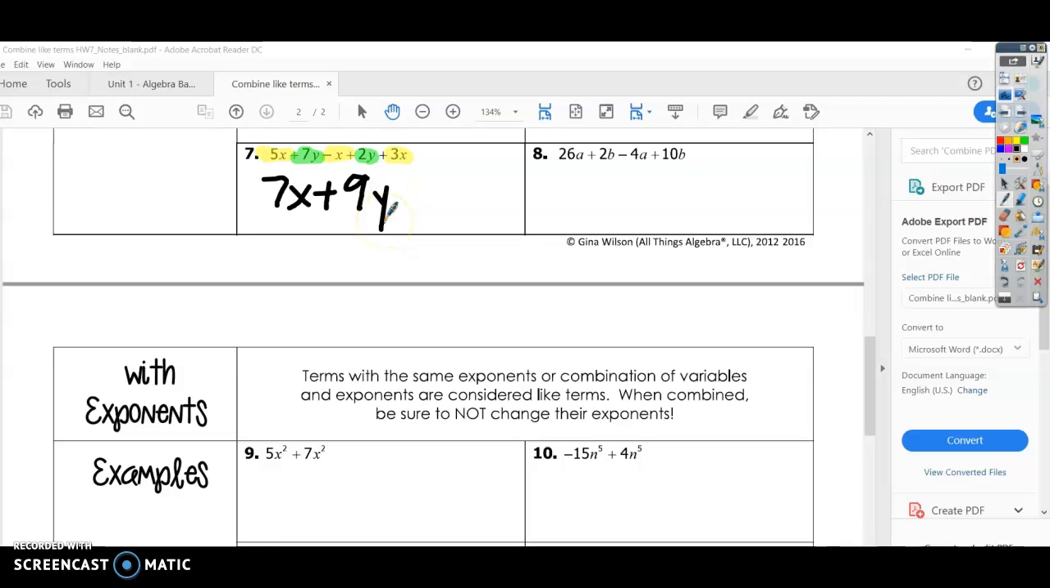Over here, number 8, we've got 26a minus 4a. That would be 22a. And then we have 2b minus 10b. 2 plus 10 would be plus 12b.